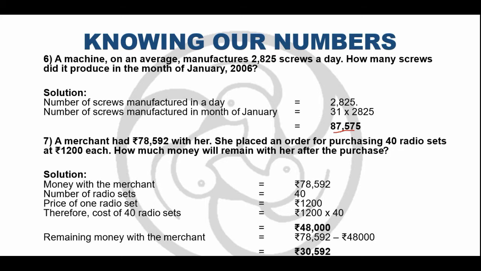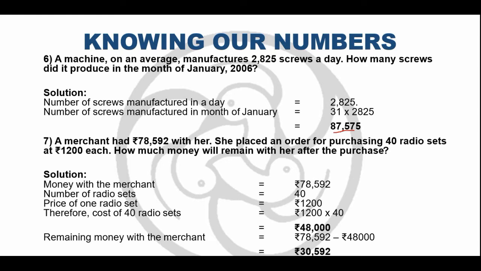The amount the merchant had is 78,592. So she liked to buy the radio set. How many radio sets did he like to buy? 40 radio sets. So one radio set costs 1,200. That means the cost of 40 radio sets, you have to multiply. So that is 40 into 1,200.